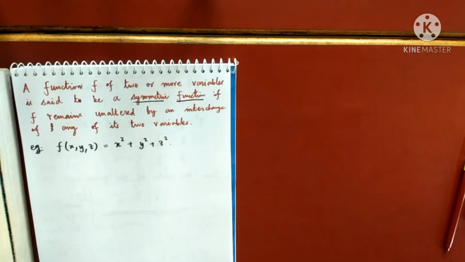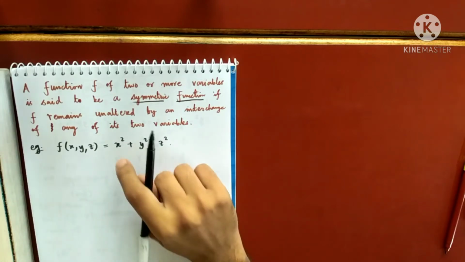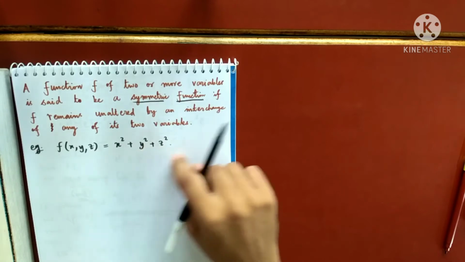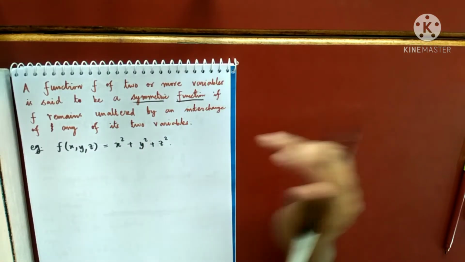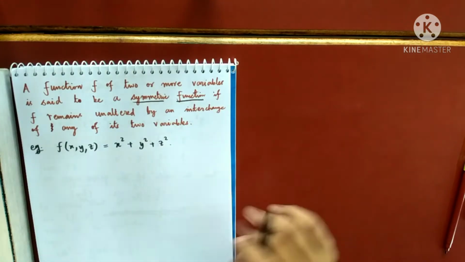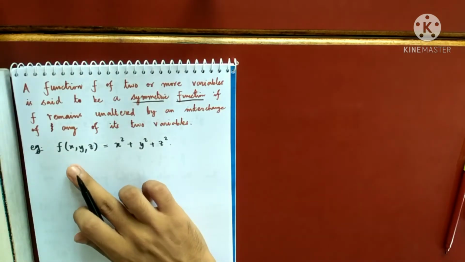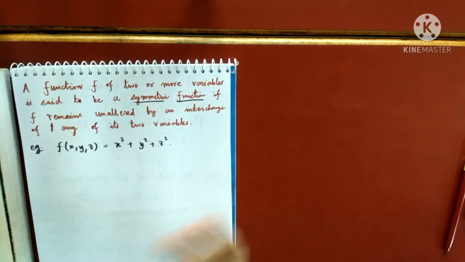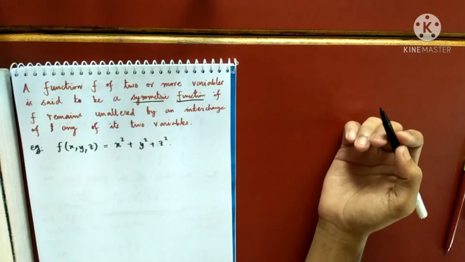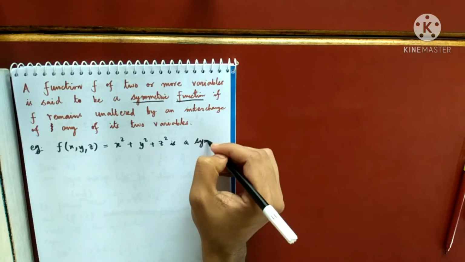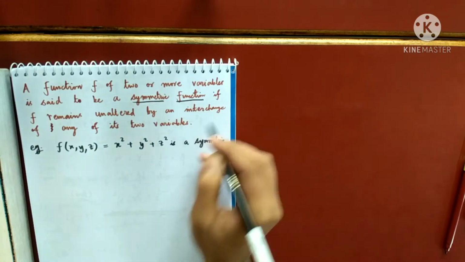Why? Even if you replace y by x and x by y, the function does not change. Suppose instead of x you write y and instead of y you write x. There is no change in the function. Not only x and y, you interchange y and z or z and x, there is no change in the function. The function remains unaltered if you interchange any of its two variables. So this is a symmetric function.